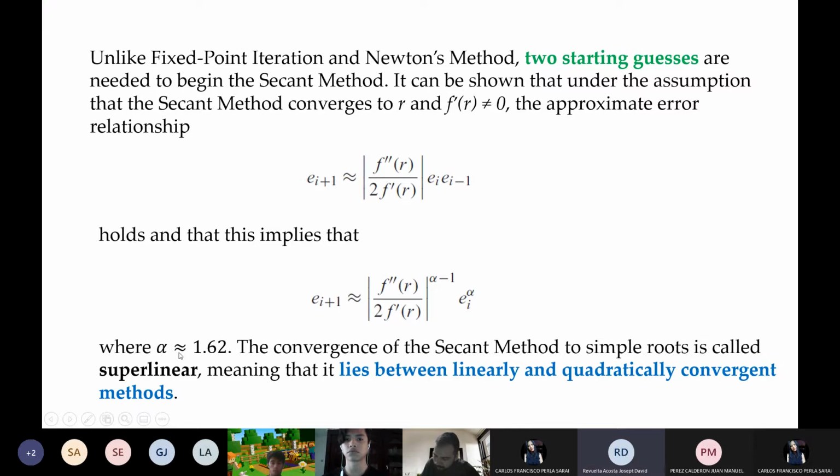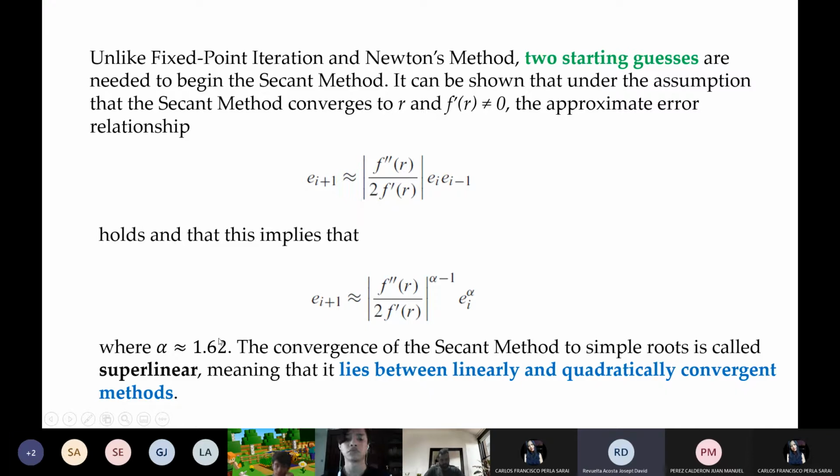And this alpha value is not as low as the Newton-Raphson method. So this is actually slower. If you get 1.62 minus 1, you get 0.62, which is kind of okay. It's pretty decent. But for Newton's method, we saw that we obtain values even very close to zero.